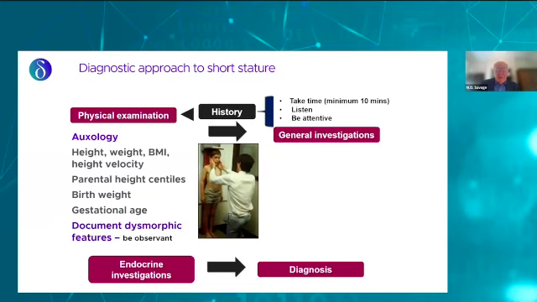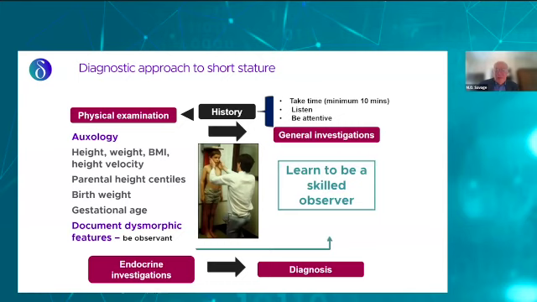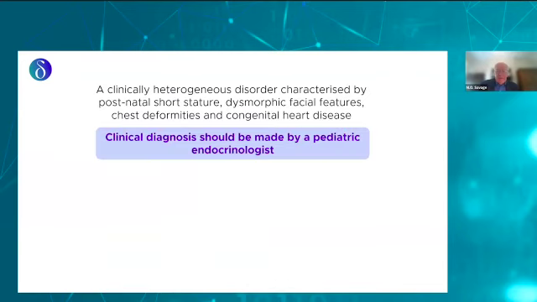Physical examination. These are the key features here, but the last one is very important. Document dysmorphic features. Clinicians have to learn to be skilled observers. Now, we can all do this. We can all learn how to look at the child critically and observe the details. For example, let's look at this syndrome.